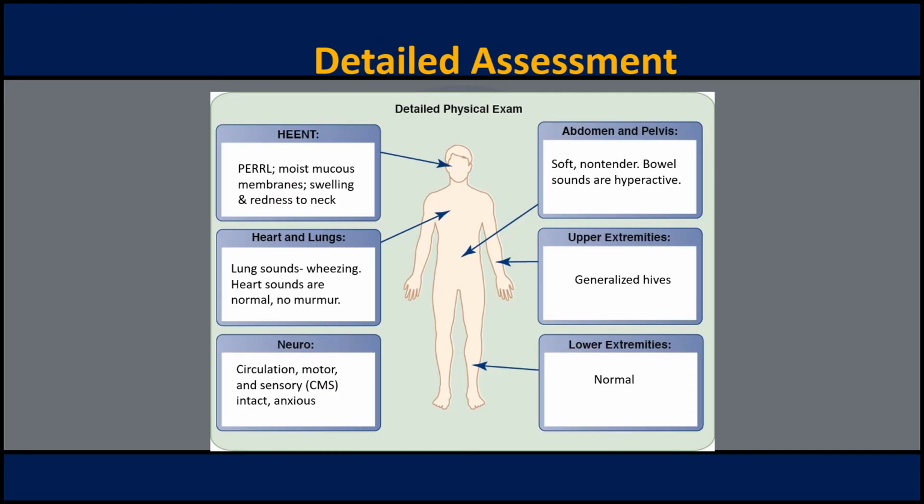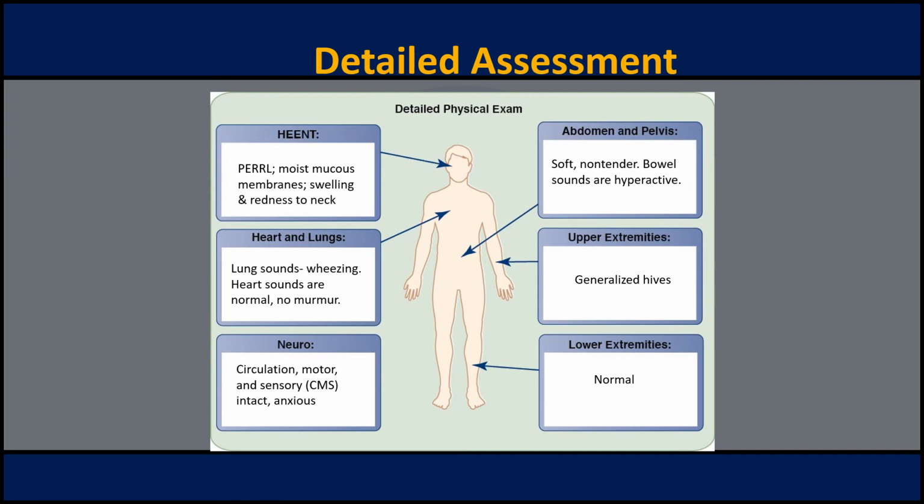Your detailed physical exam revealed the following. She's got moist mucous membranes, redness and swelling to her neck. Her pupils are equal, round, reactive to light. Her ears are unremarkable, though she does have some redness to her earlobes. She's got mucus in her nose. She has a sensation of swelling to her throat and a hoarse voice.